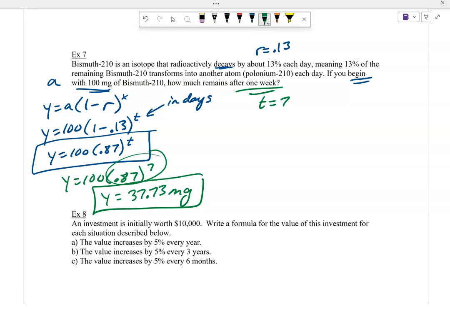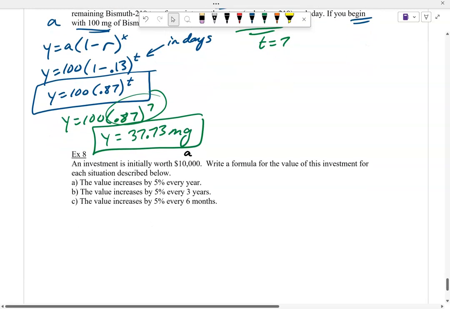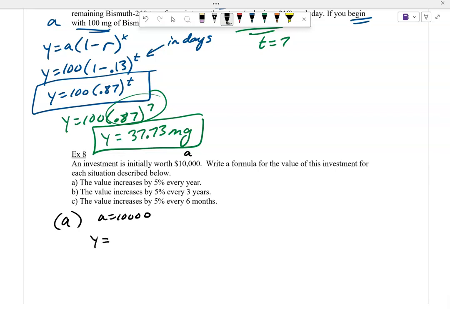Let's move on to our last one here. An investment is initially worth 10,000. So this is what we're starting out with. That's our A. We're starting out with 10,000 bucks. Write a formula for each of the situations. So part A, I know my initial is 10,000 and I'm increasing by 5%.